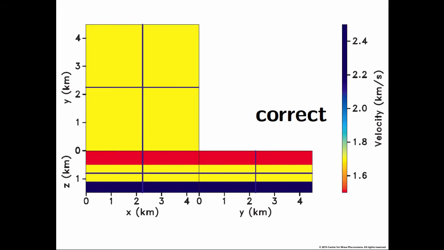So now I will use a synthetic example first to illustrate the workflow of our method. Here is a 3-layer example, and we see that there are two interfaces. One is at 0.5 kilometers and the other one is at 1.1 kilometers. And the initial model we use for this example is simply a constant with the velocity of the first layer.